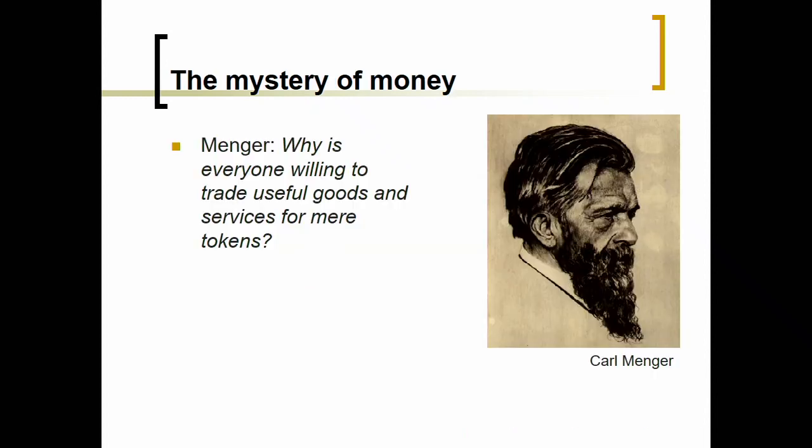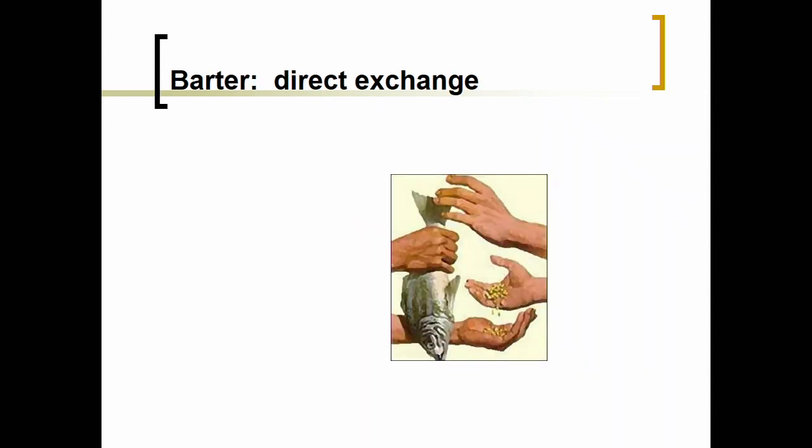The reason why people have money is to facilitate trade. When Karl Menger, an economist from like the 1800s, was looking at money, he asked, why are people willing to trade useful goods, willing to trade so much of their time for something that's a token? It's not worth anything in and of itself. The purpose of money is to facilitate trade, so you don't have to barter with someone. You can use money to buy whatever you want, whenever you want.